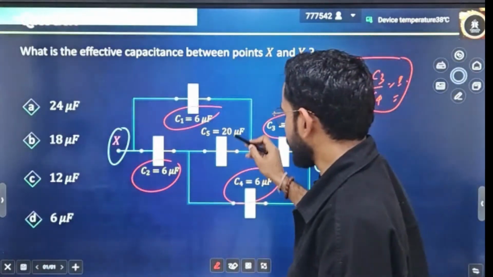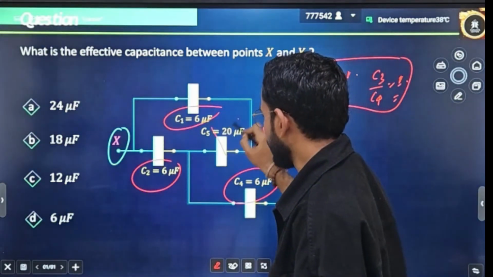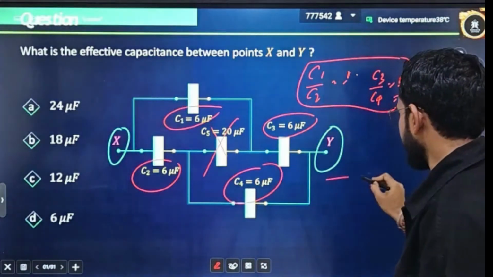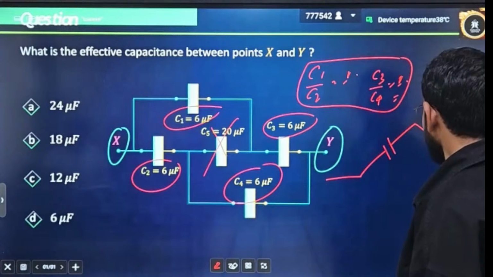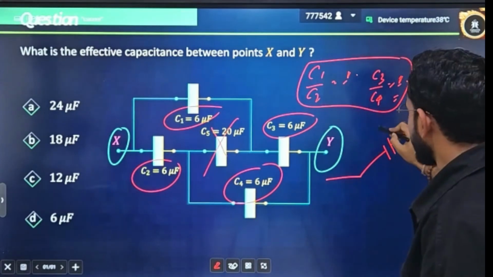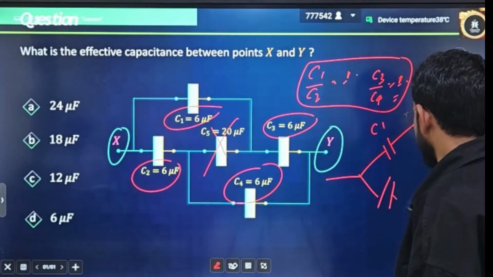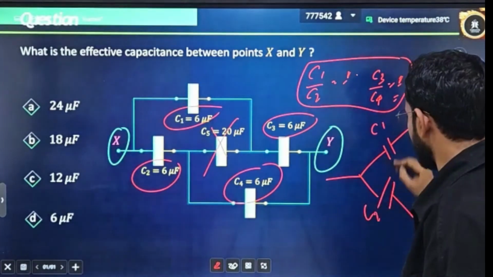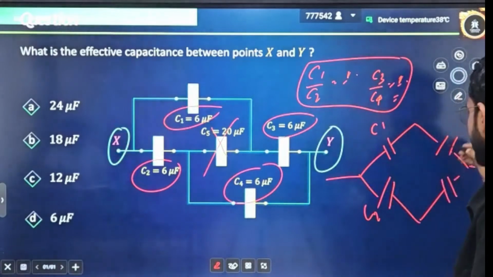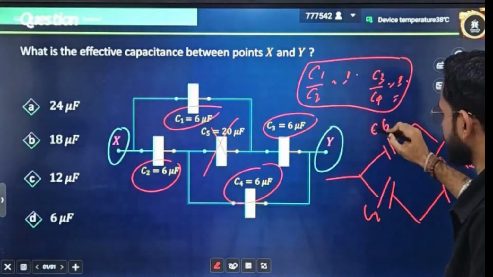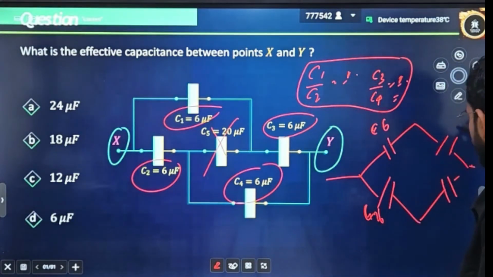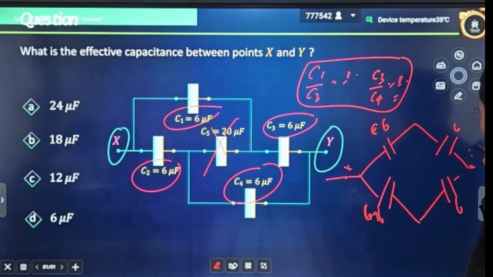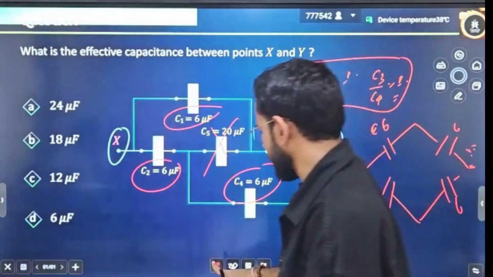And if it is a balanced Wheatstone bridge, I can simply remove C5 from this diagram. Correct? Now what is the new diagram that I can draw? I can write this as C1, this is C2, and all the values are the same, so simply write 6. This one is also 6, C5 is removed, this is also 6. This point is X, this point is Y. Now tell me, what is the net equivalent resistance?